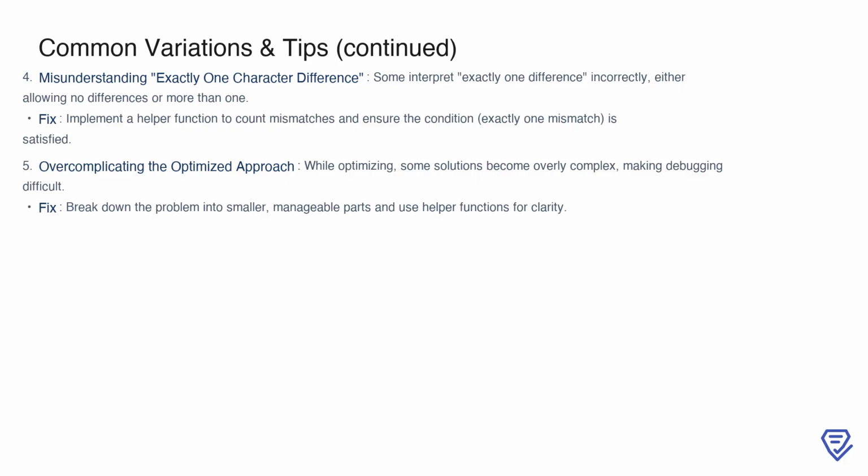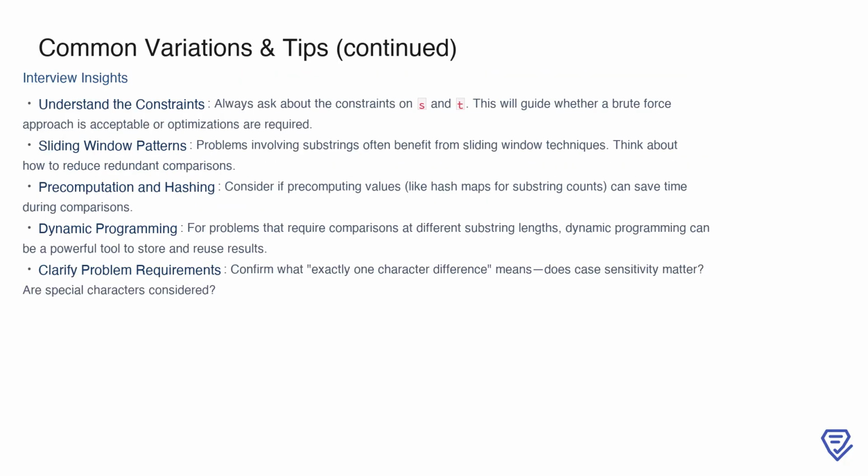Additionally, while optimizing, some solutions become overly complex, making them harder to debug and maintain. This can often be avoided by breaking the problem down into smaller, manageable components and using helper functions to keep the code clear and modular. Simplifying the structure of your solution not only helps during debugging but also ensures that your approach remains focused and efficient. To perform well in interviews, it's crucial to focus on a few key strategies.